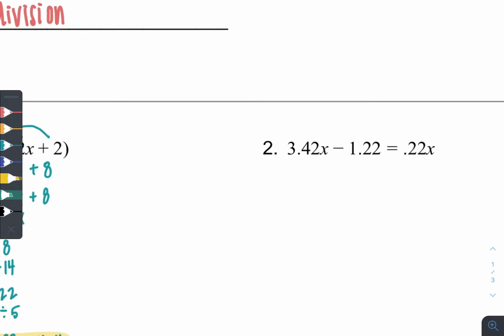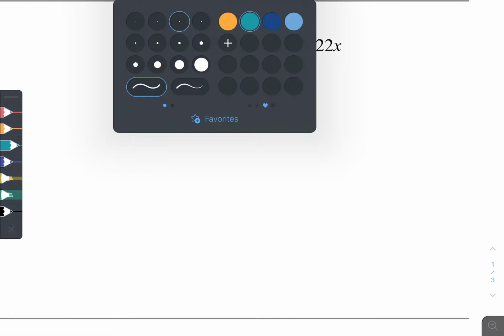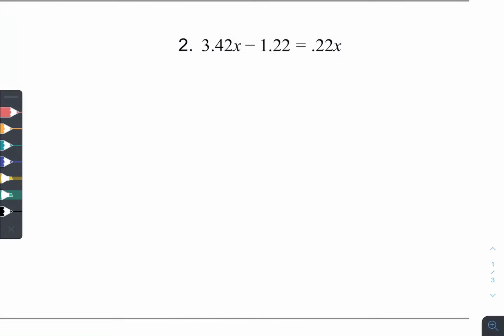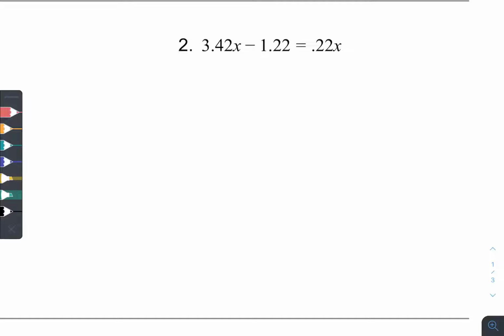Let's do another example. I'm not going to write the steps out this time. I think we'll be okay without them. Let's see if I can get my dotted line here. All right, so I'm going to draw a dotted line. Just kind of helps me think.